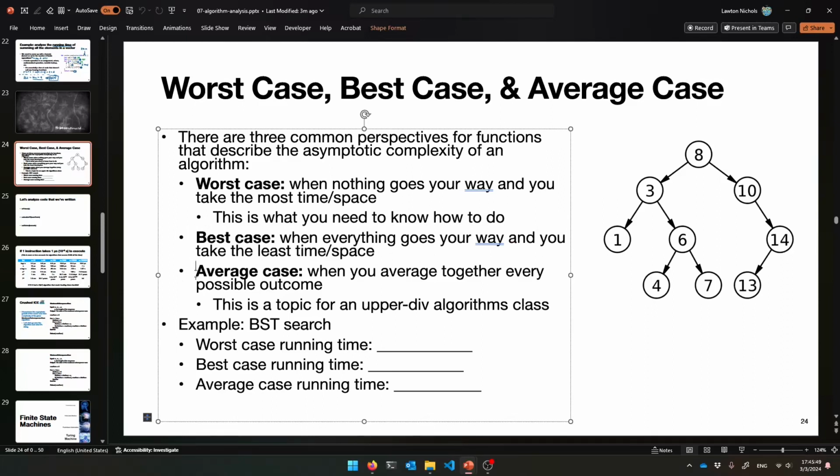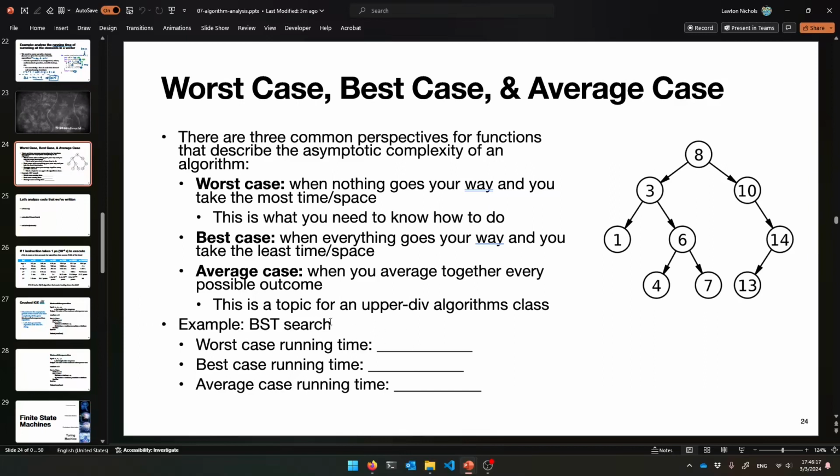And then in the middle, you have the average case. That's when you average together every possible way of your algorithm running on every possible input. This is more suited for a fancier algorithms class that you're going to take when you get to a four-year college, so be on the lookout for average case analysis there. But we'll talk about it a tiny bit in this class.